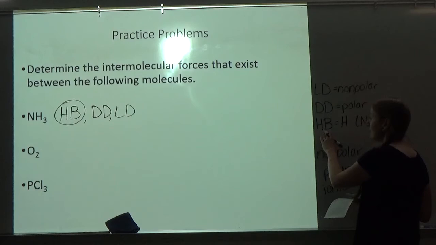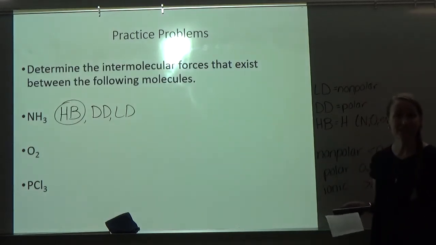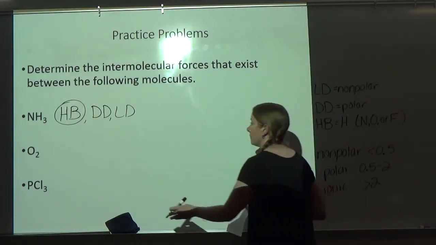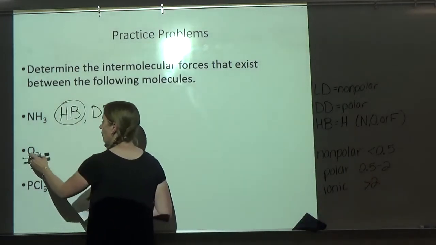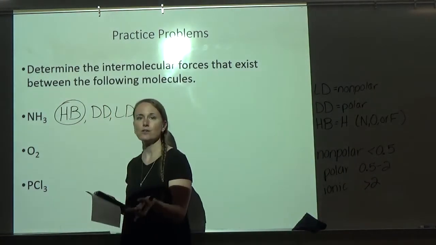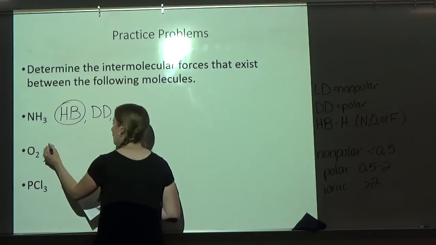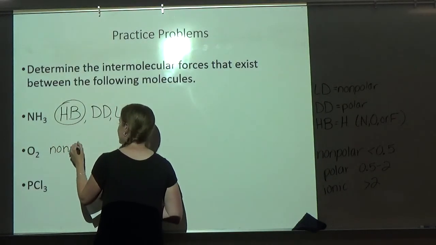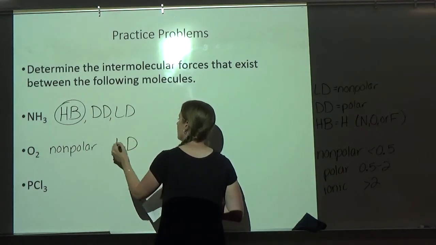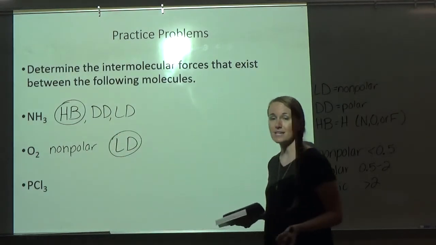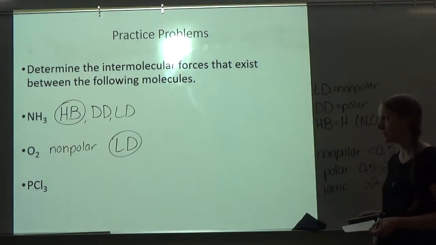Alright, our next one is O2. Alright, so we can clearly tell that one's not hydrogen bonding, it doesn't even have hydrogen in it. So I need to tell, is it polar or nonpolar? Well, it's O bonded to itself. So obviously that will mean it's nonpolar because O is going to be just as strong as O. So since it's nonpolar, it would only experience London dispersion. So hopefully you got that right.